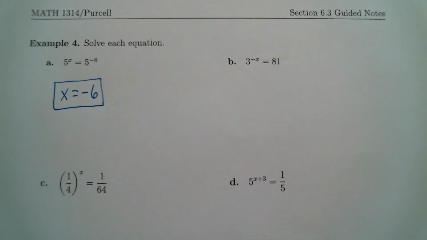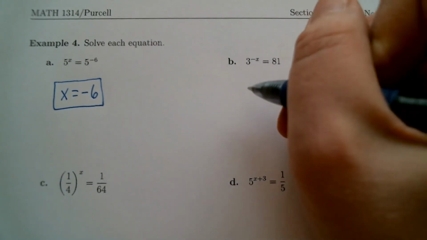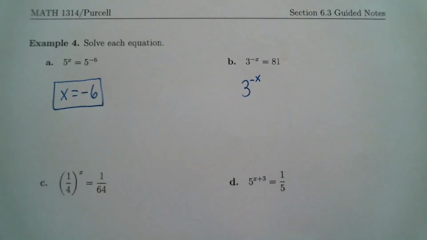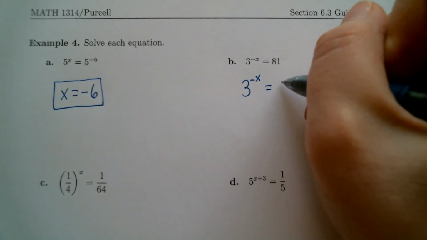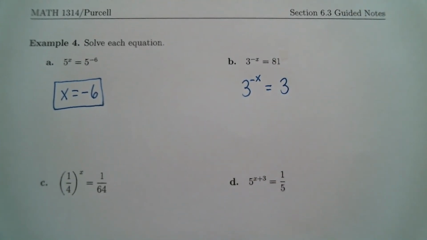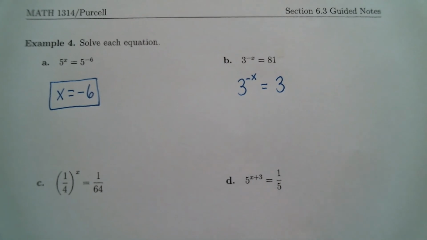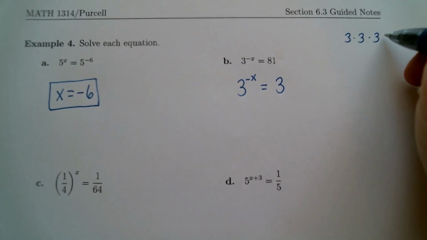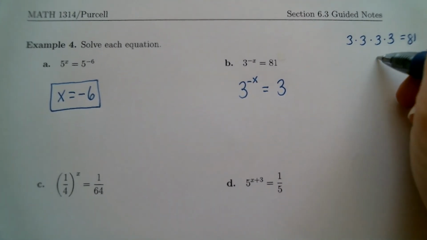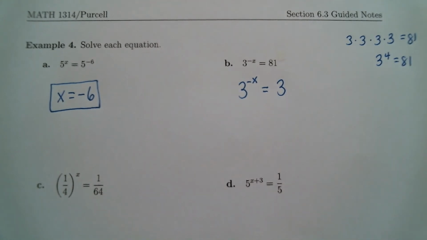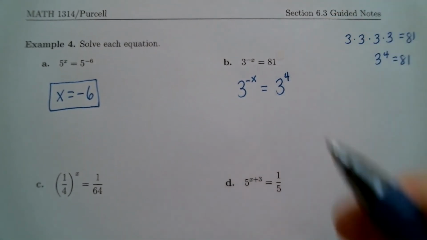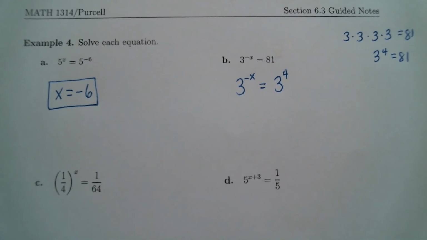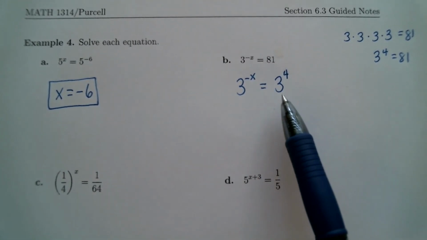It is usually, not always, usually easiest to change the bigger number into the smaller number. So I'm going to leave the left side alone, and I'm going to rewrite 81 as a power of 3. So 3 to what power gives me 81? Well, 3 times 3 is 9, times 3 is 27, times 3 is 81. So that means 3 to the 4th is equal to 81. So 81, what's on the right side of the equation, can also be written as 3 to the 4th.